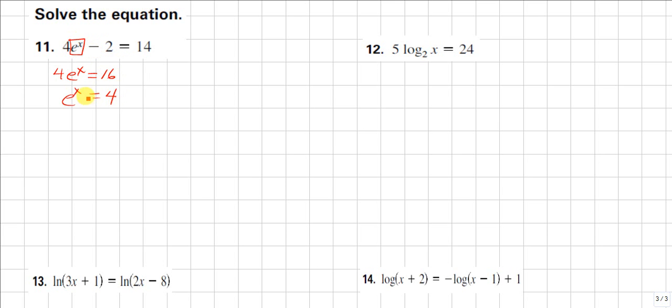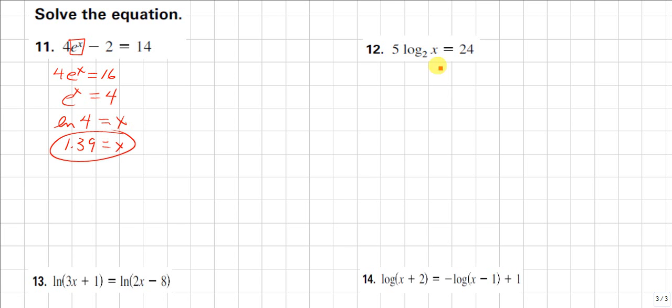The variable that I want, x, is trapped in an exponent position, so I'm going to change it to a logarithm to get it out of there. This is a base e, so that would be ln. The 4 moves into the logarithm and the x is on the outside, so I'm going to have to evaluate the ln of 4, which is 1.39. So 1.39 is equal to x.